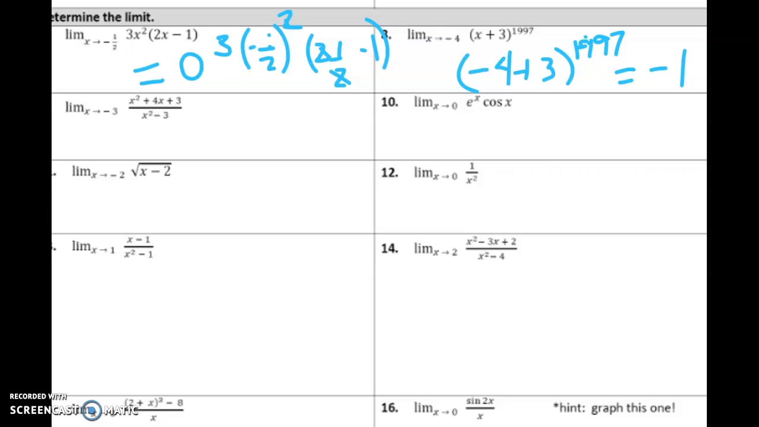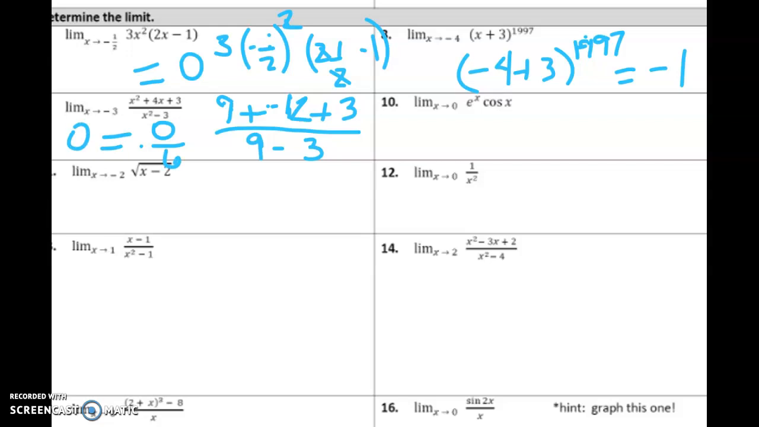How about number 9? Can I do a direct substitution? Let's put in -3. If I put in -3, I get (-3) squared, which is 9, plus -3 times 4, which is -12, plus 3, over (-3) squared, which is 9, minus 3. The numerator would give me 9 plus 3 is 12, minus 12 would be 0, divided by 6, which equals 0. 0 is okay in the numerator, so the value of this limit is equal to 0.